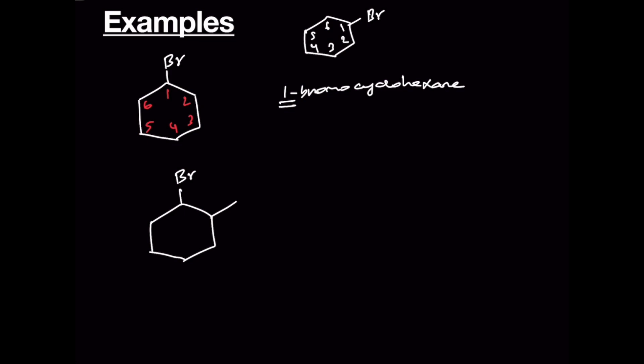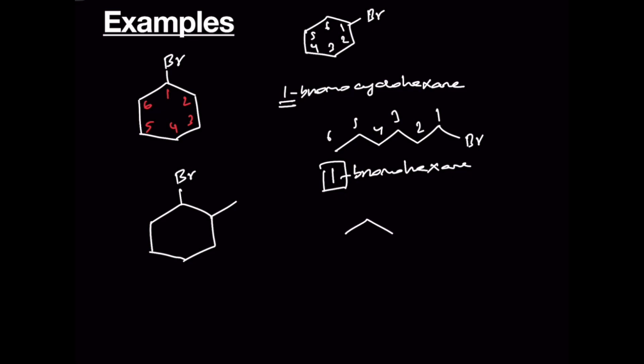So, if we have 1-bromo hexane, for example, 1, 2, 3, 4, 5, 6, bromine 1, 2, 3, 4, 5, 6. This is 1-bromo hexane. Here the chain locator position is very important, because if you change the chain locator, then it becomes a different molecule. This is 2-bromo hexane.